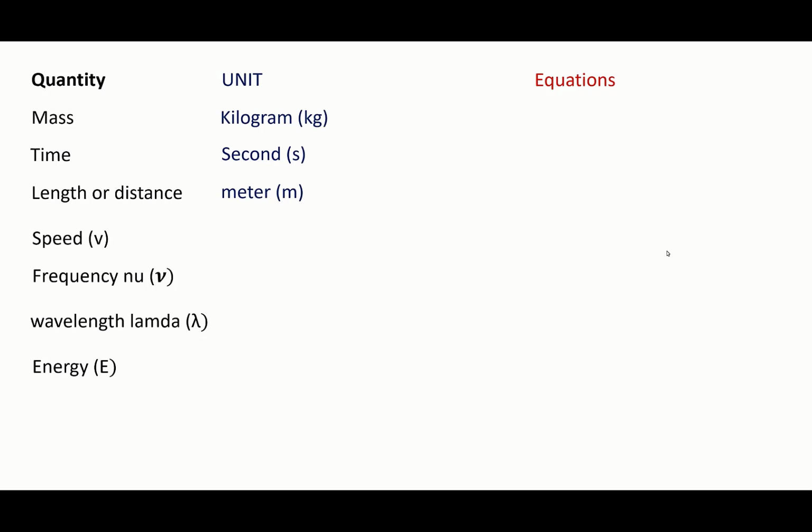From the time and distance, we can define a derived quantity, which is the speed. Speed equals distance divided by time. And that's why it has a unit of meter per second, the unit of distance divided by the unit of time.